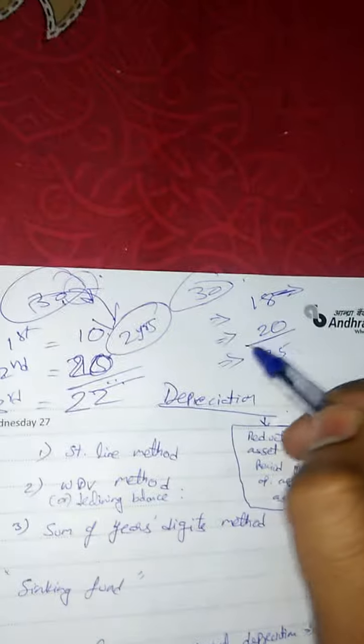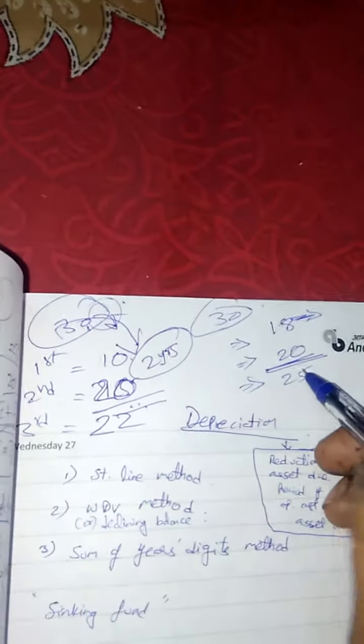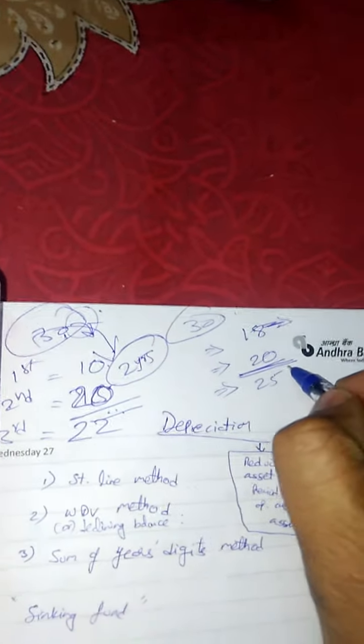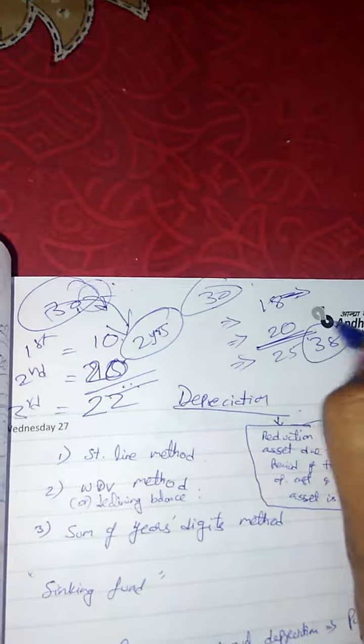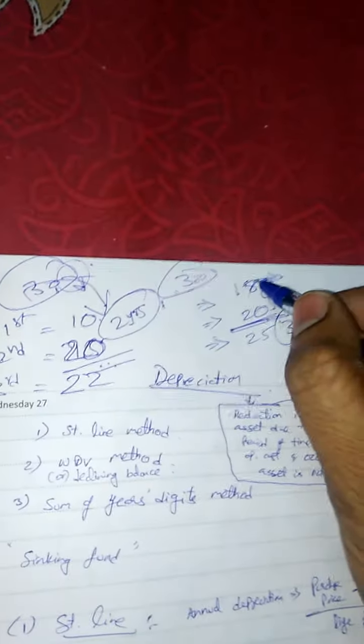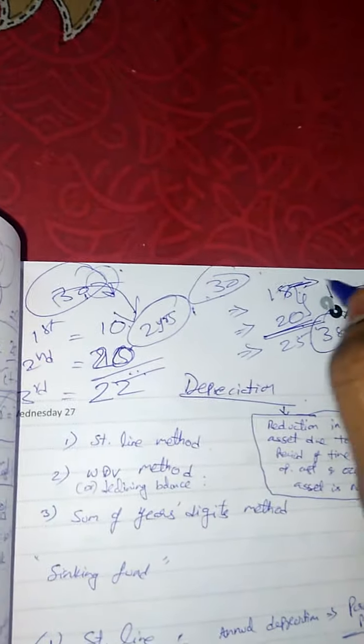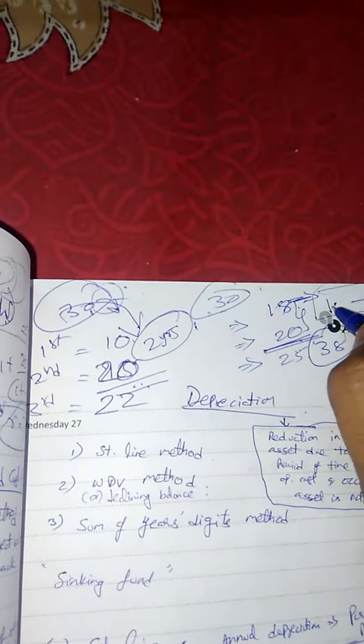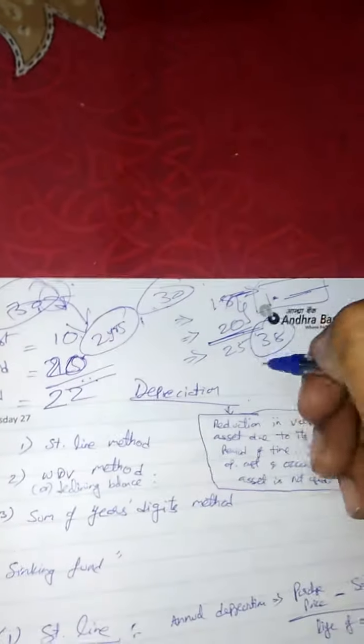In second year I am getting 20. So at the end of 2 years my total inflows from the project is 38, whereas my initial investment is 30. So my investment is being returned before 2 years but after 1 year. So my payback will be around 1 point something. Clear? Depending on the options we can assume.